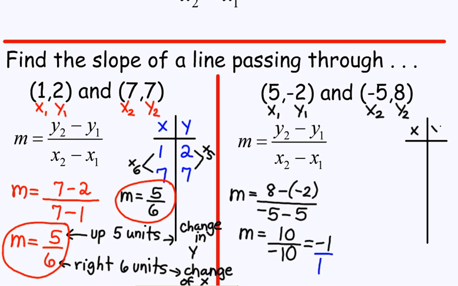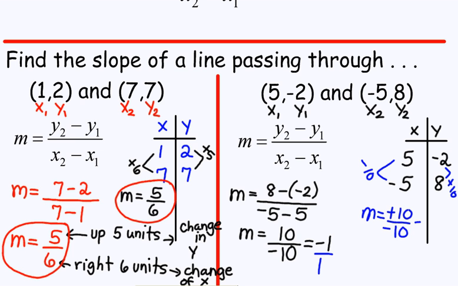Now if we put that in our table, like we did the last one, let's give that a try. So there's our table. We find our change in y from negative 2 to positive 8 is a jump of positive 10. But from positive 5 to negative 5, that's a drop of 10. So that's giving us a slope of positive 10 over negative 10, which indeed is still negative 1 and matches the negative 1 we had the last time.